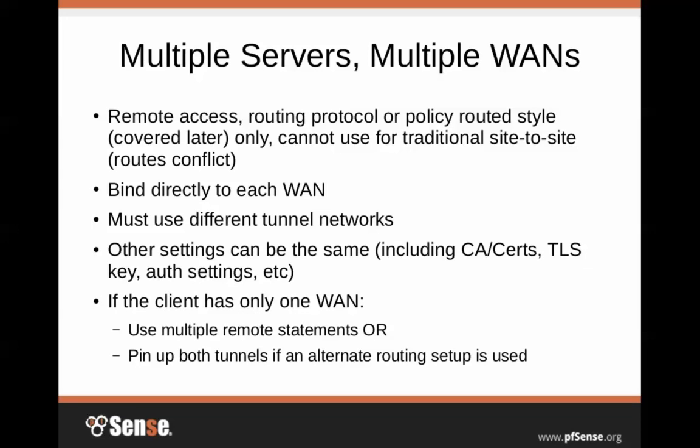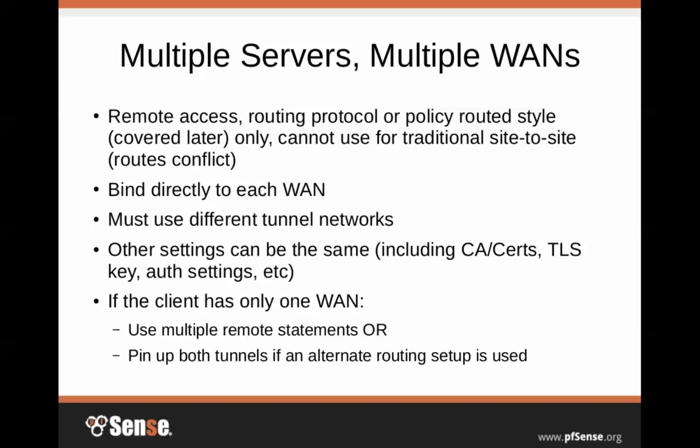You bind those directly to each WAN, so you don't need to involve the port forwarding or any other weird binding. You have to use different tunnel networks to ensure that they're each separate. The other settings can be the same. You can have the same keys or CA certs, TLS key auth settings, whatever. You just have to have unique tunnel networks. The other stuff can be similar.